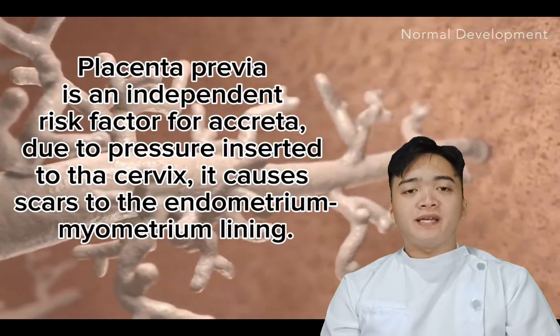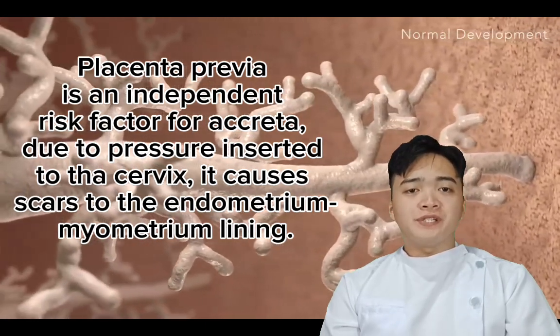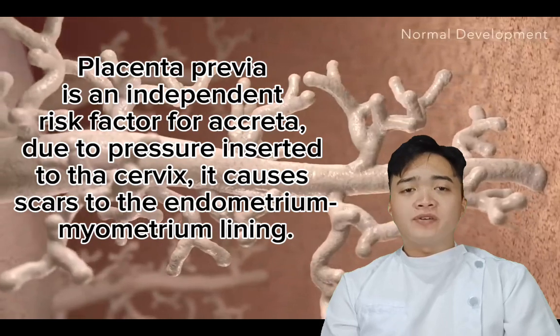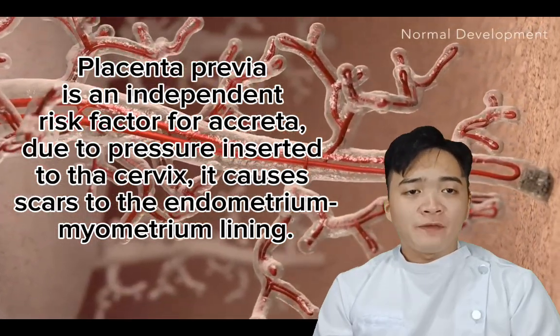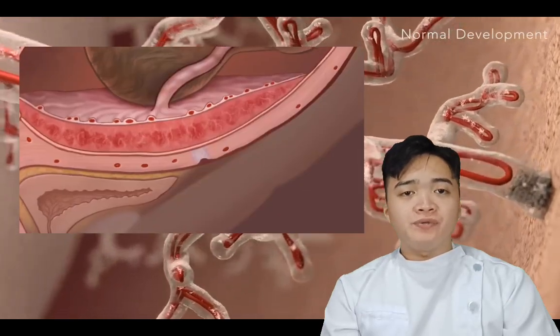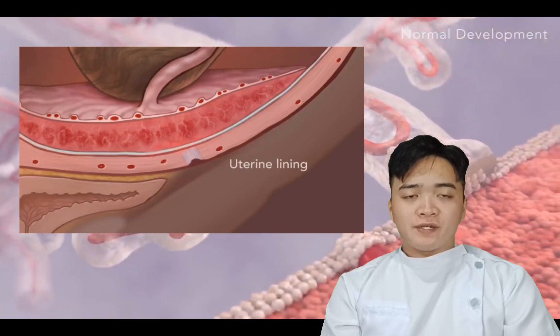Placenta accreta is more common among women older than 35 years old. Placenta previa is an independent risk factor for accreta due to pressure on the cervix. It causes scars to the endometrium and myometrium lining of the uterus. Scar tissue on the uterus is one of the most significant risk factors for placenta accreta.